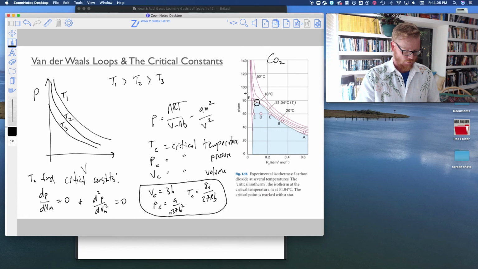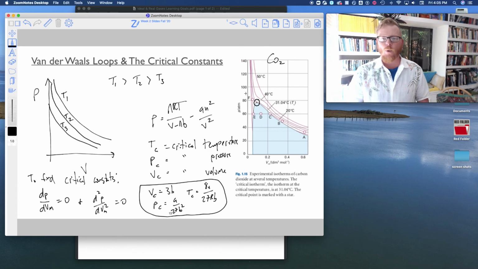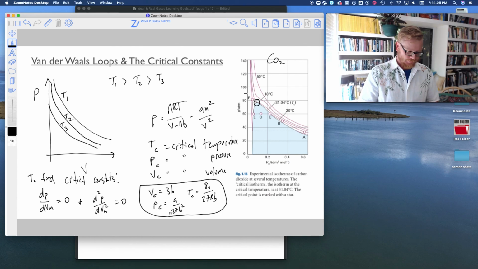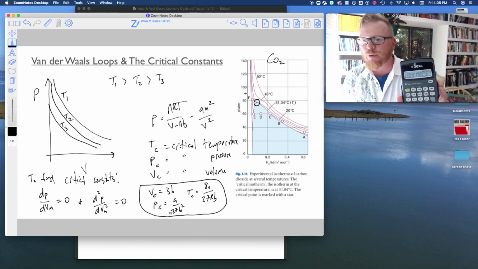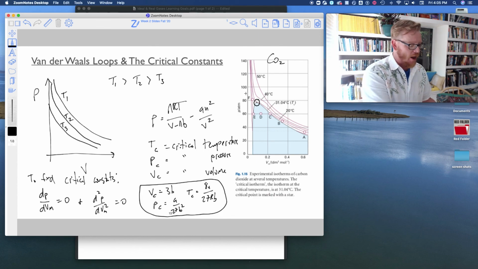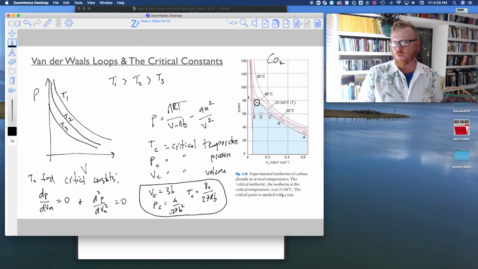Divided by 0.0427. Okay, great. I get 303.6 Kelvin minus 273.15. Hey, that ain't bad. I just got 30.42 for the theoretical critical temperature. The experimental is 31.04. That's not bad. That's not bad at all.